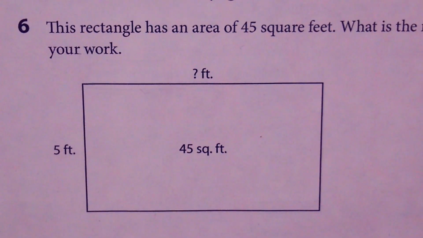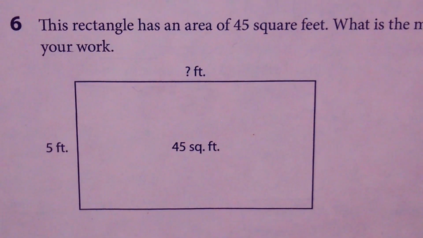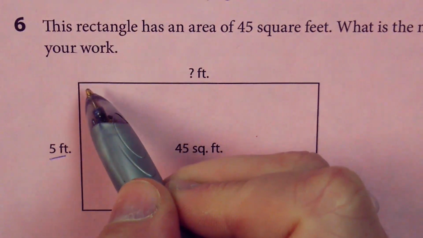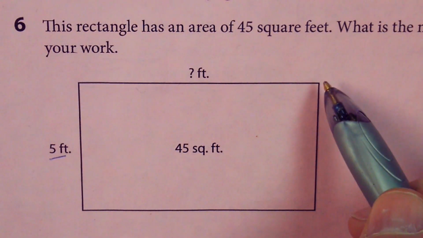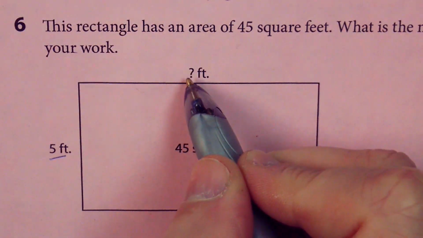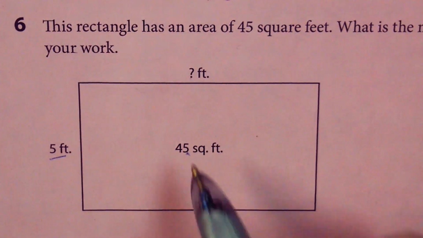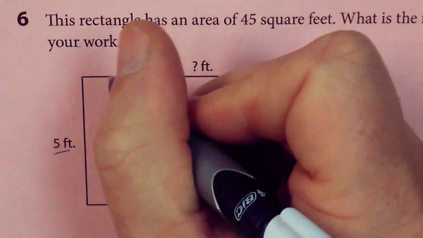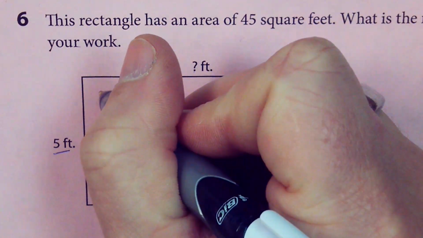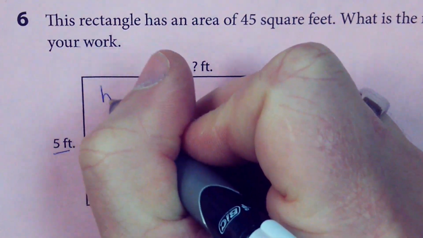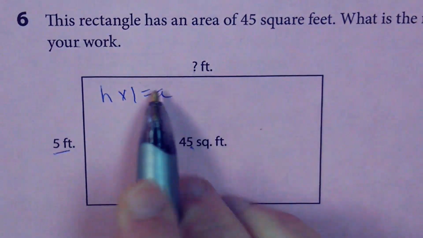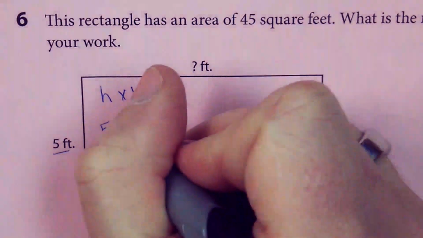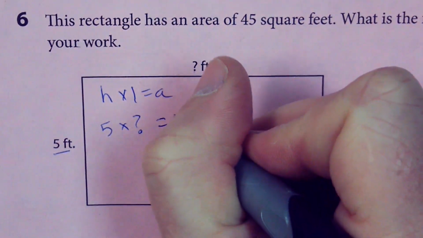Okay, this rectangle has an area of 45 square feet. So I've got 5 feet in my height, and my length is missing. But I know that it's 45 square feet. So we have to figure out, how did we get 45? So we know that height times length equals area. So I have 5 times something equals 45.